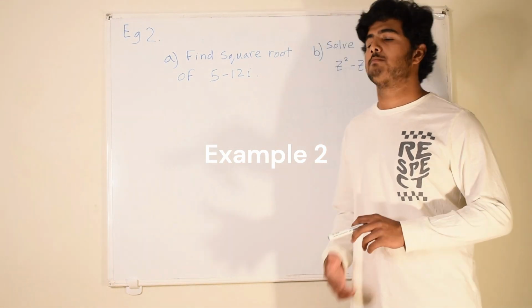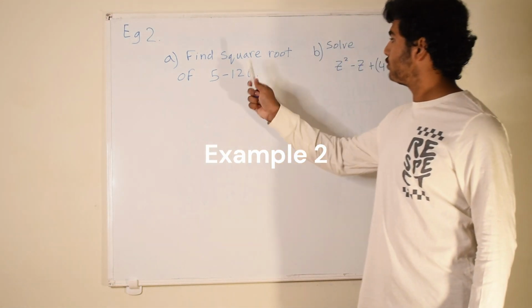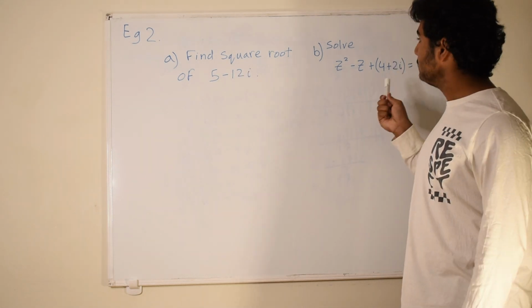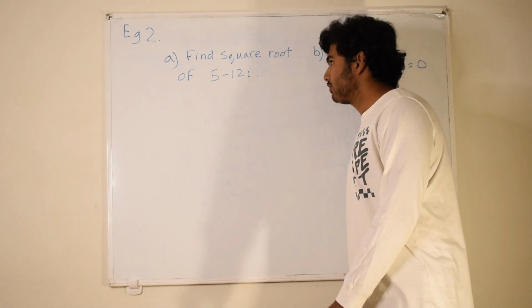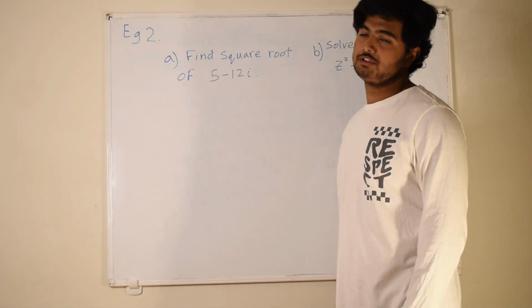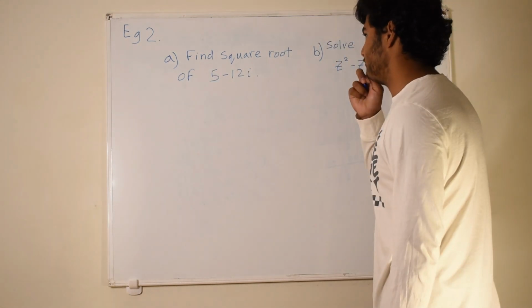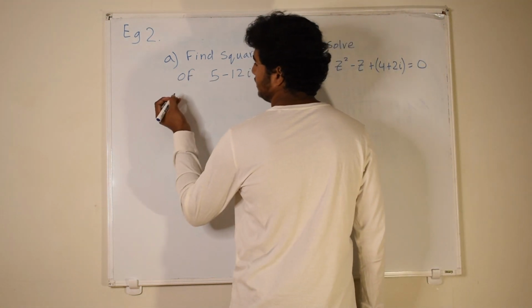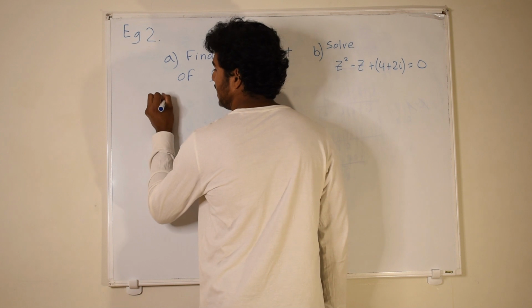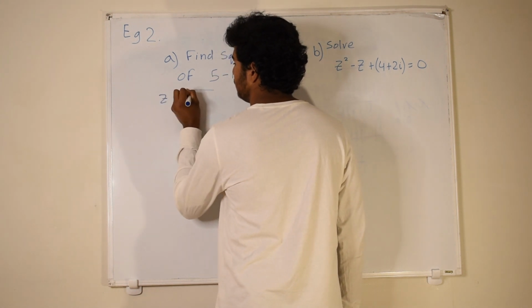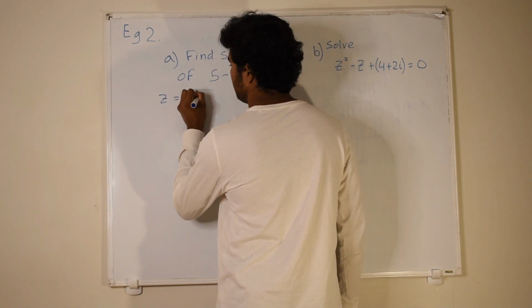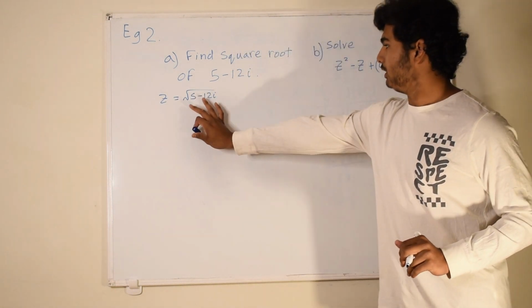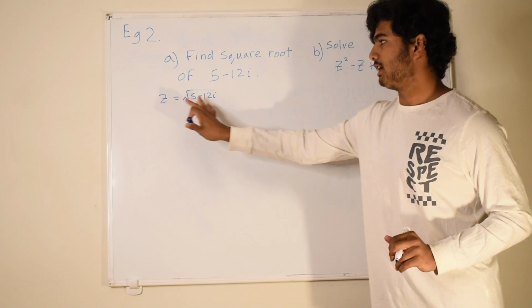So for this next example, we've got a square root of a complex number and a quadratic complex number. So we'll start with the square root. The question says, find the square root of 5 minus 12i. So the first step I would do is set z equal to the square root of 5 minus 12i.